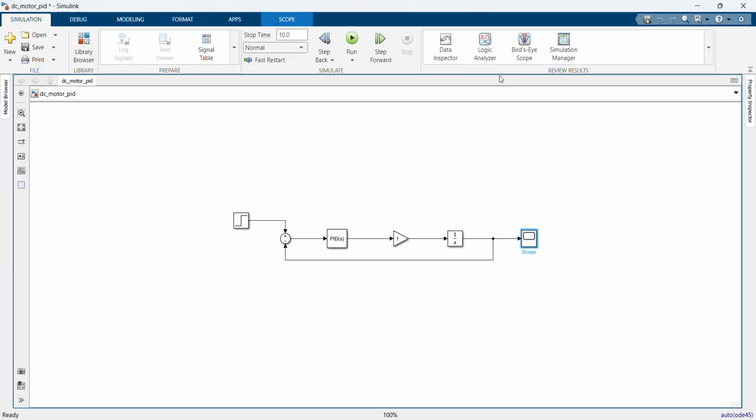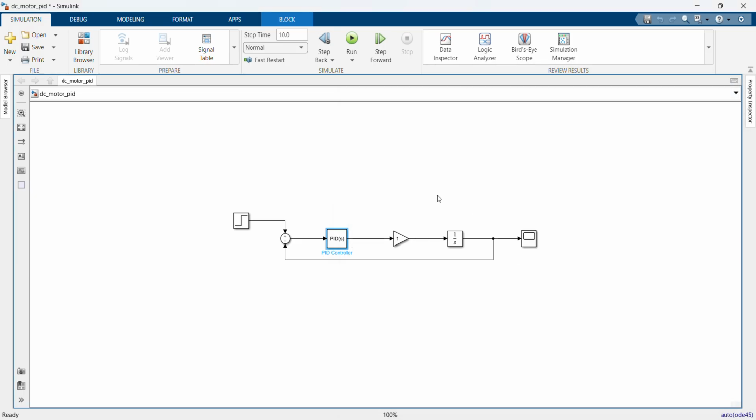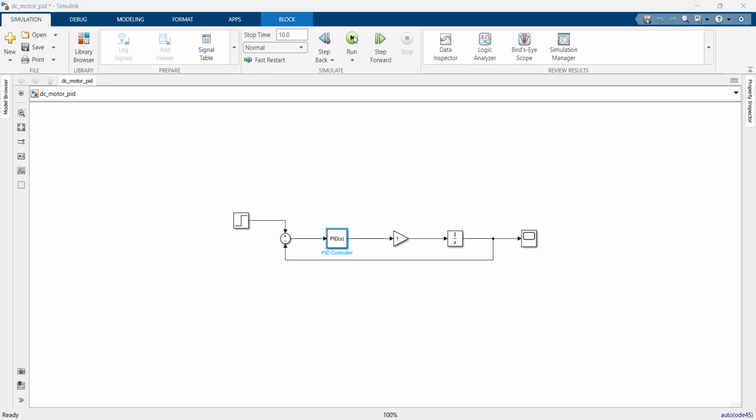And finally, let's activate the derivative term to stabilize the system. Set P 1, I 0.5, and D 0.01. Okay, and run again.